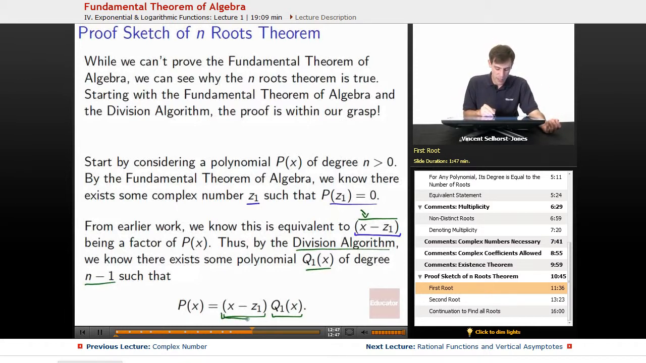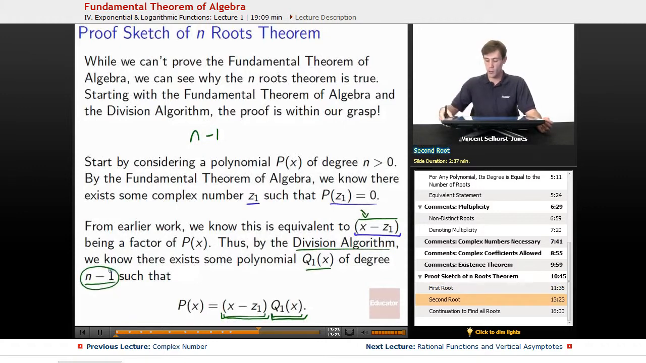So we can pull that factor out and we'll be left with that factor times some quotient. Through the division algorithm, we must be left with some q1 of x. There can't be a remainder because that factor must be cleanly in there. It must be able to divide out evenly, otherwise it couldn't be a factor. So our initial polynomial is equal to x minus z1 times some other quotient polynomial q1 of x. And since we pulled out a degree of 1 from a polynomial that initially started at n, we know that we're going to have a degree of n minus 1 in our quotient polynomial.